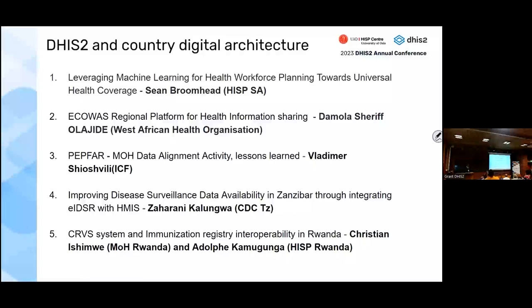The presentations will be around how different integrations and different implementations fit within the broader systems architecture or the digital health architectures, maybe within the countries they're implementing in, or within the region, or within the global scale, based on how the different things are tied in.